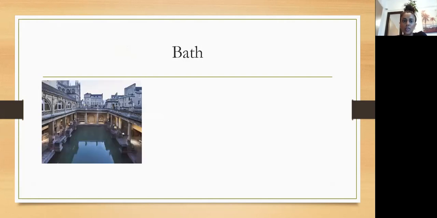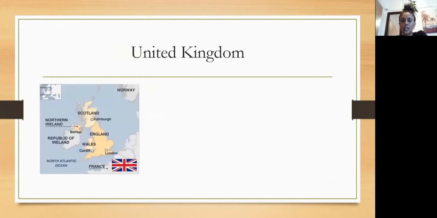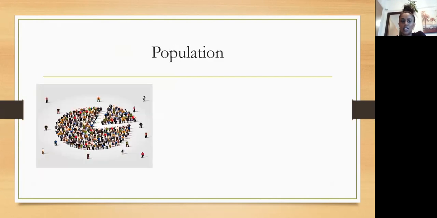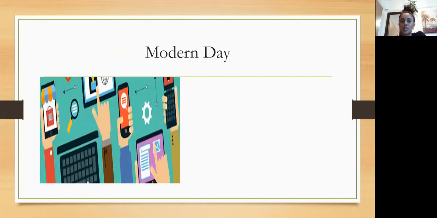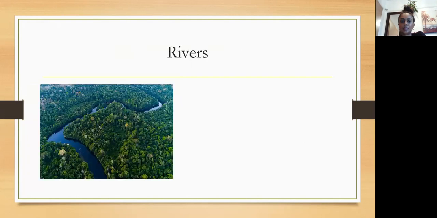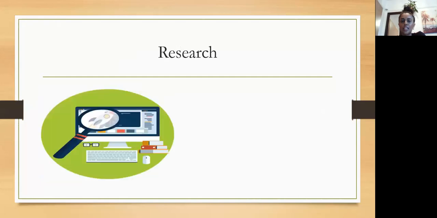So I'm going to go through the words. The first word is Bath, maps, United Kingdom, cities, population, modern day, navigation, rivers, location, research, and there we have it.